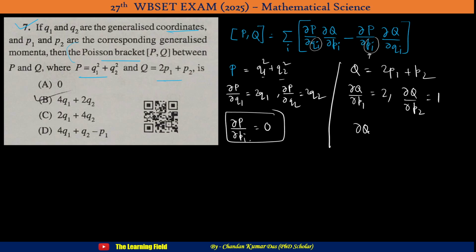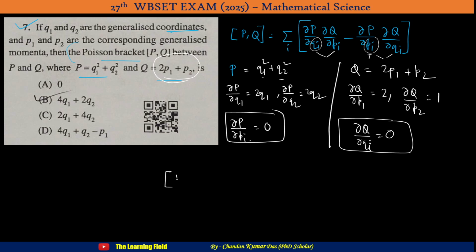And the other cases, del Q del Q_i, is equal to 0 for i equal to 1 and 2, because capital Q is independent of the generalized coordinate small q. That means simply here 1 1 and 2 2 will be the answer, because this is over summation.